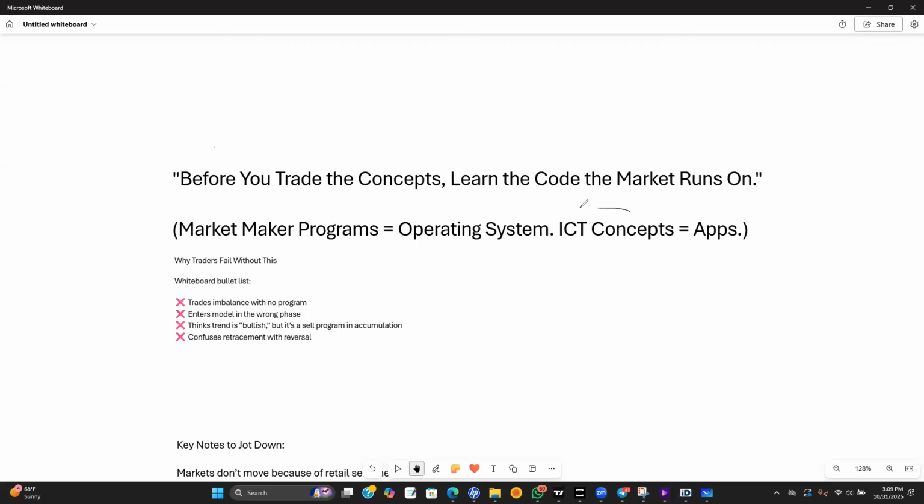Many traders open up charts, ICT traders specifically, both new and seasoned, and we go straight to ICT concepts, right? We're looking for a fair value gap, a liquidity sweep. And when you do this, your understanding about price and the overall narrative is very fragmented. So instead, you want to learn the code that the market is running on, because we should view the buy and sell program as the market's overall operating system, whereas the concepts themselves are just applications running on top of that operating system.